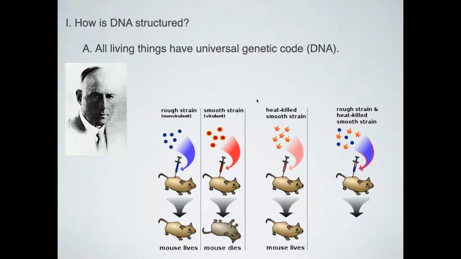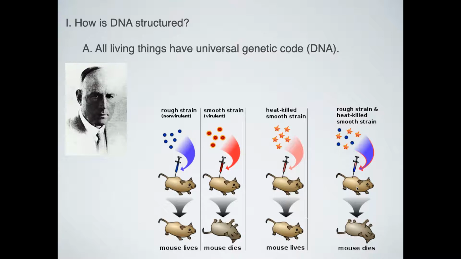Then he took the non-virulent kind, the one that isn't supposed to kill you, and he took the dead smooth strain bacteria. He injected a mouse with that. What do you think happened? The mouse died. The question is why?